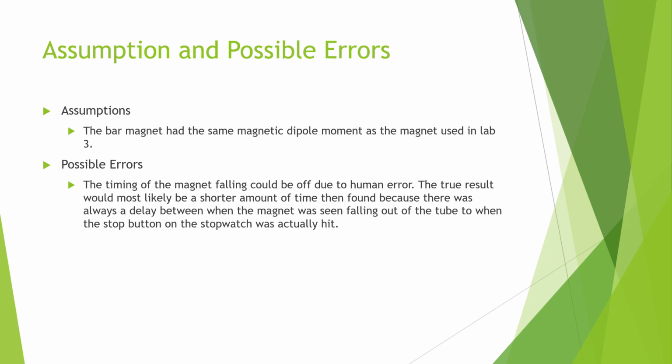Assumptions: the bar magnet had the same magnetic dipole as the magnet used in Lab 3. A possible error was that the timing of the magnet falling could be off due to human error. The true result would likely be a shorter amount of time than found because there was always a delay between when the magnet was seen falling out of the tube and when the stop button on the stopwatch was actually hit.